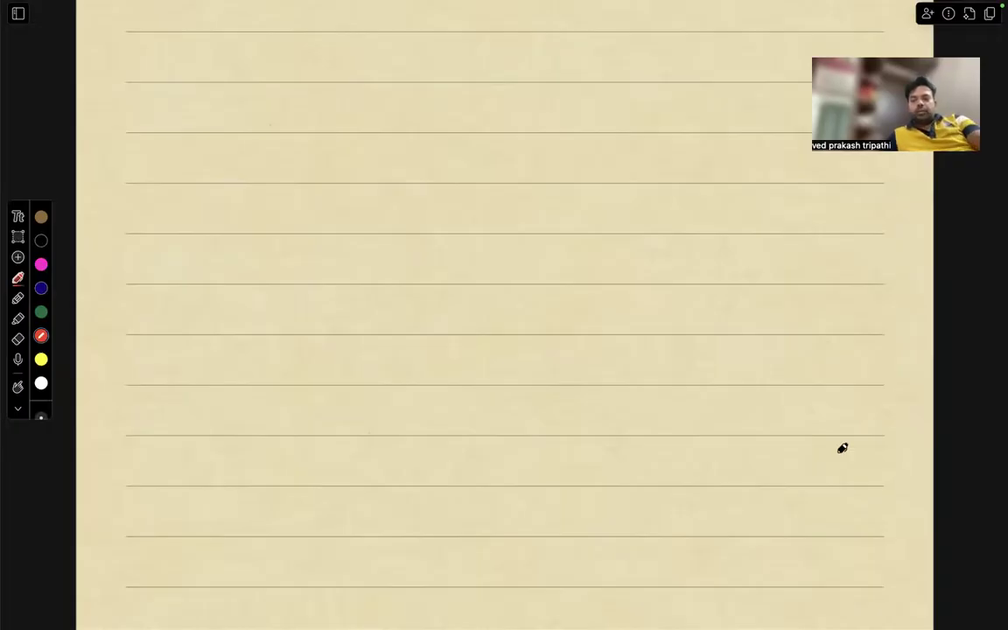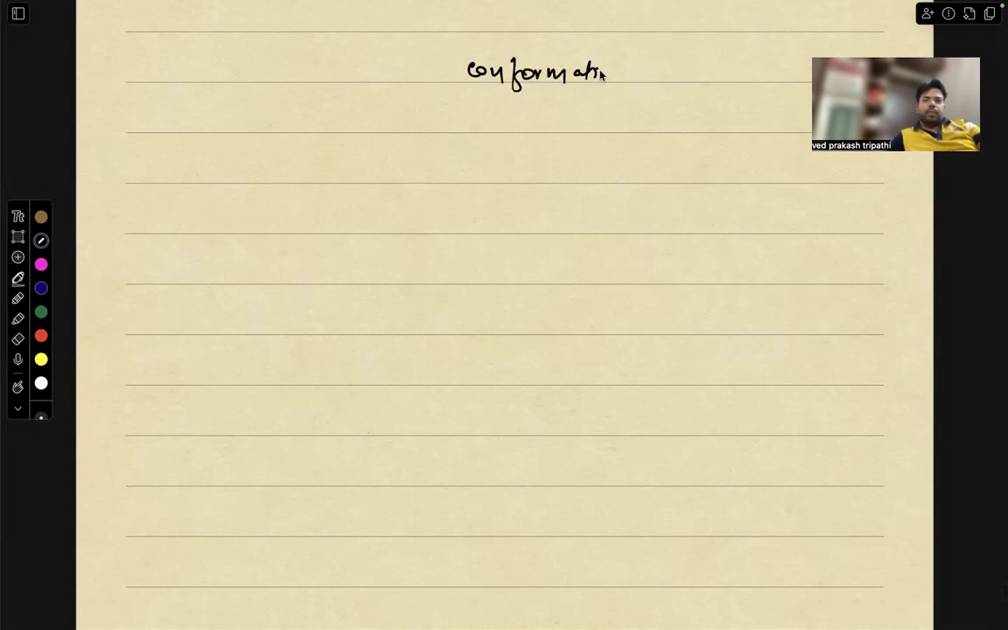Hello everyone. Today we are going to talk about the rest of the things from stereochemistry. We have done most of the things, so now we are going to talk about conformations. The very first, we are going to discuss the ethane molecule. This is the ethane molecule.